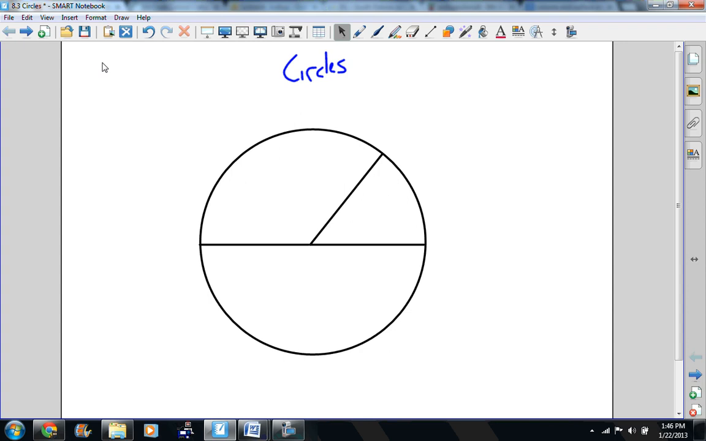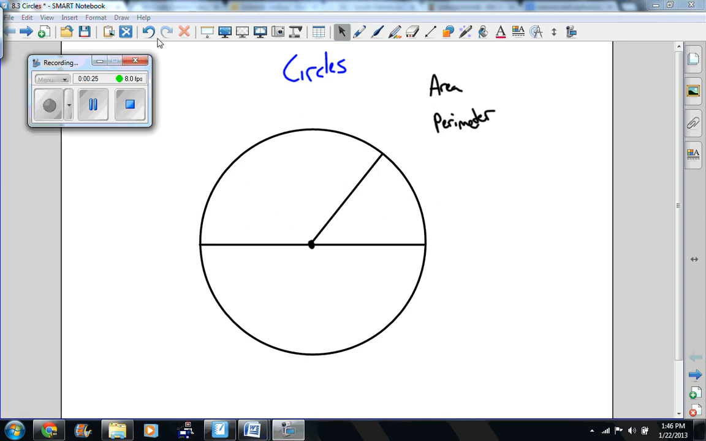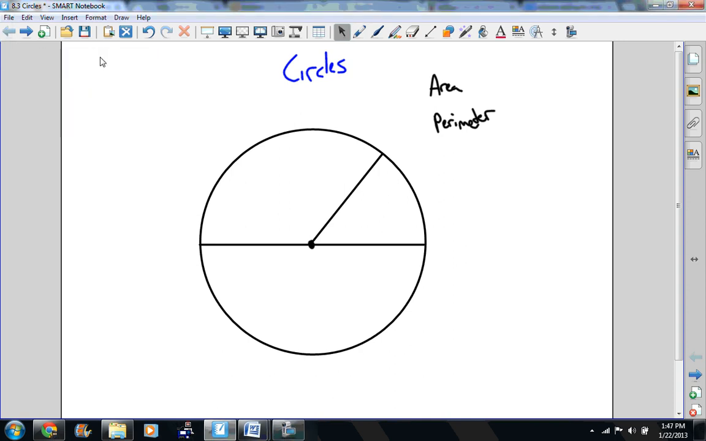We're going to work on circles, and most specifically, the area and perimeter of circles, okay? Now, before we start, there's a couple terms on a circle that we need to know. The first is the middle of the circle, which we call the center.